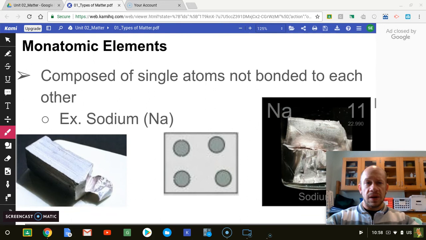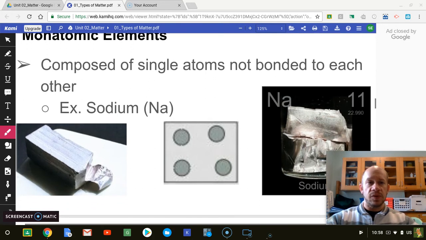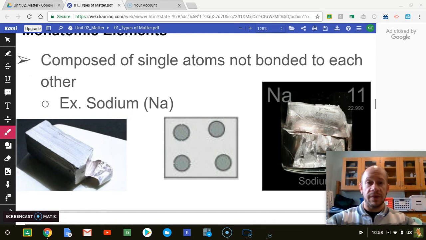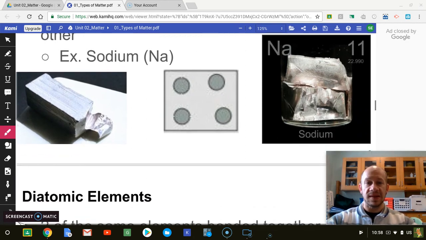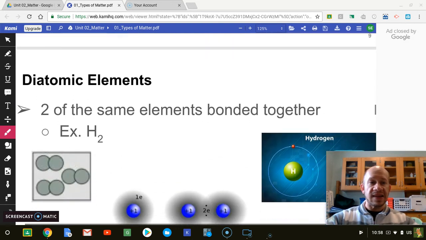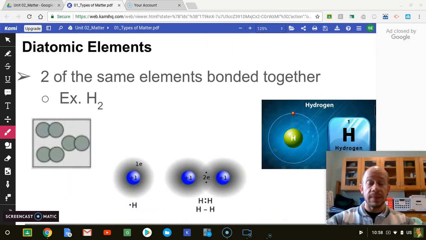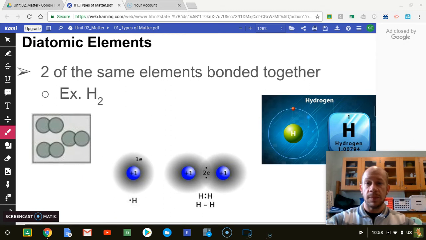Monoatomic elements are composed of single atoms not bonded to each other. Many elements in their pure form are monoatomic, for example, sodium or helium. And here's a particle diagram of how we represent it, which we'll discuss later. Diatomic elements are two of the same atoms bonded together, such as hydrogen, H2. We represent them as two of the same elements together, and they always come in a pair.